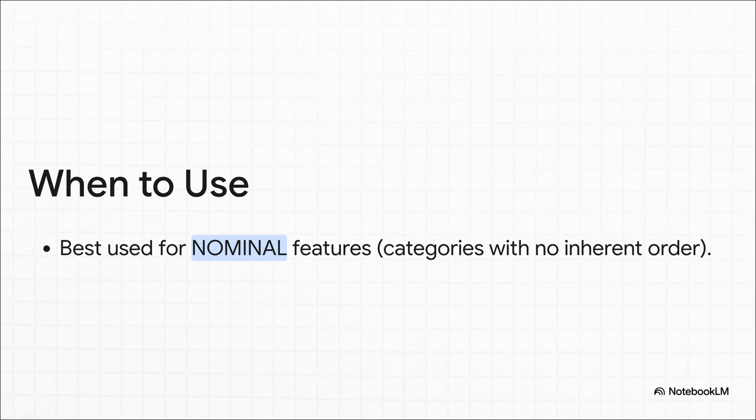That's just a fancy way of saying categories that have absolutely no ranking. We're talking about things like country names, types of fruit, car brands. A Ford isn't greater than a Honda, and this method makes sure the model knows that.